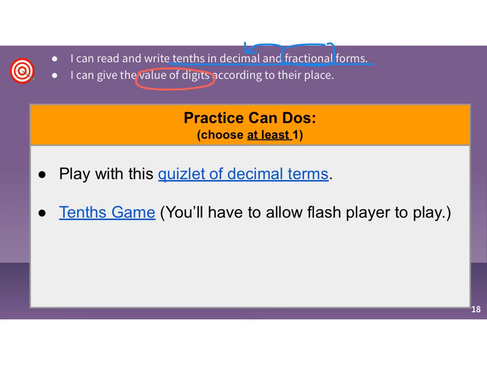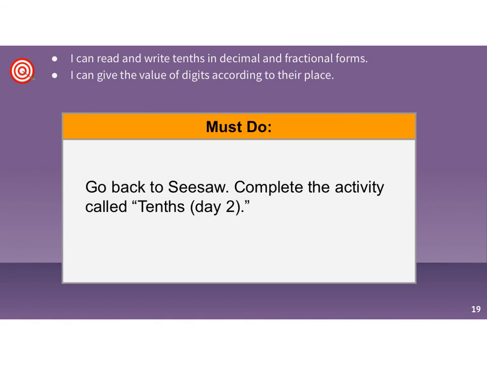So a couple different things for practice today that you can choose from. There's a Quizlet. There's only about 5 terms in it, but a Quizlet to study some decimal terms. And then this tenths game is the same game as yesterday. So if that was helping you think about looking at these numbers, writing numbers in decimals, play that again to really firm your understanding of decimals. And then when you're done, to show your understanding today, go back to Seesaw. There's another activity to complete where you are showing your understanding of these skills.